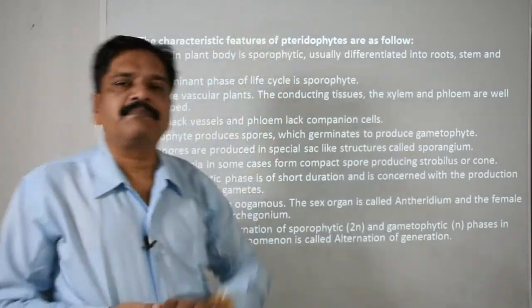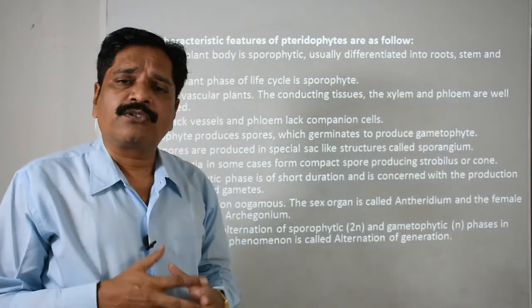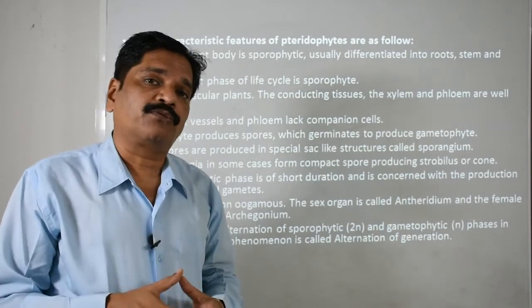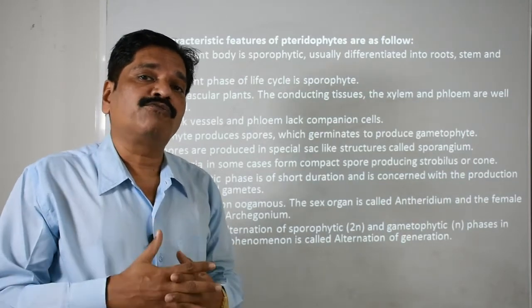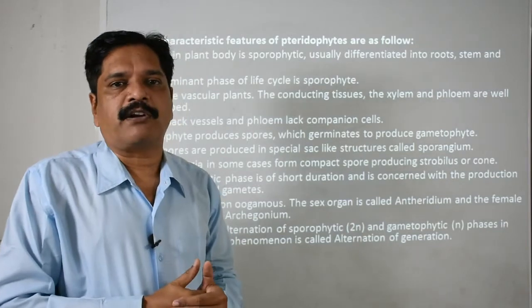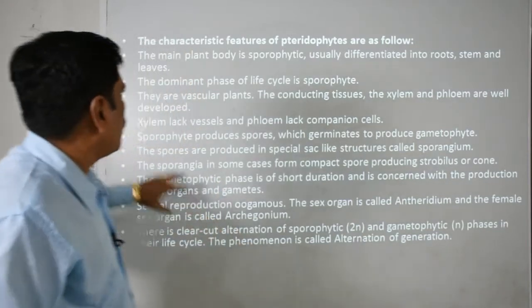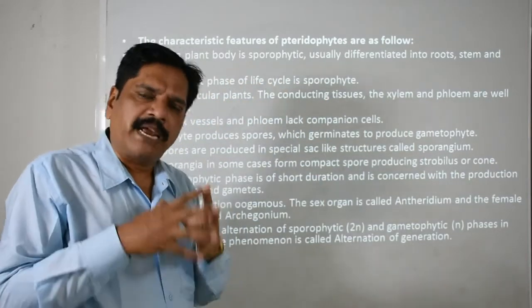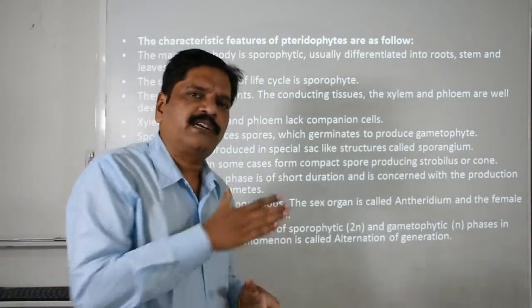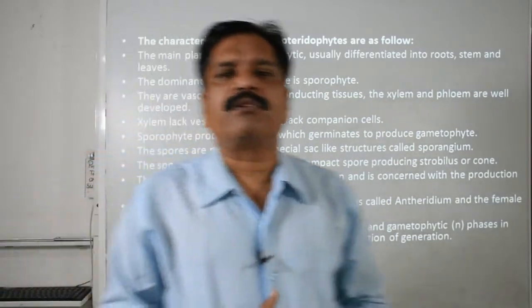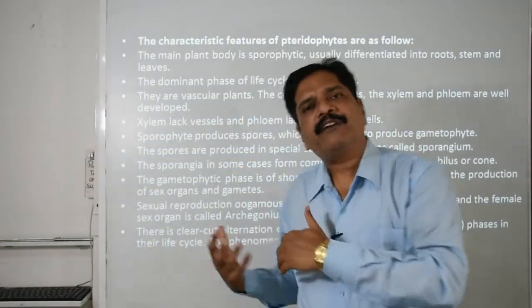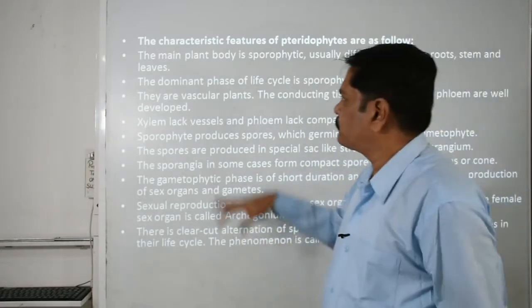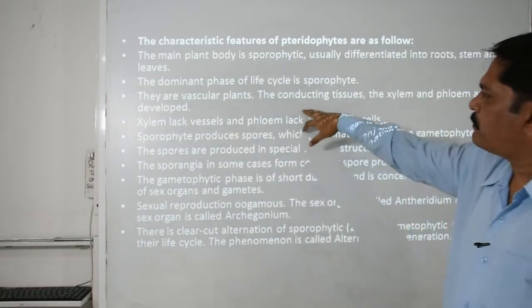Okay, and the stem is just responsible for the transportation of material. Okay, the water and mineral which are absorbed by the roots and the organic food material which is prepared by the photosynthetic part of the plant, that is the leaves. Now then, the dominant phase of life cycle is sporophyte, that means main plant body. Alternation of generation is observed, but the main plant body is sporophyte, and the gametophyte which develops there depends on this one, and they are temporary in nature. Okay, and they are vascular plants.